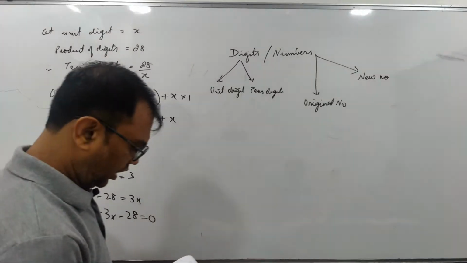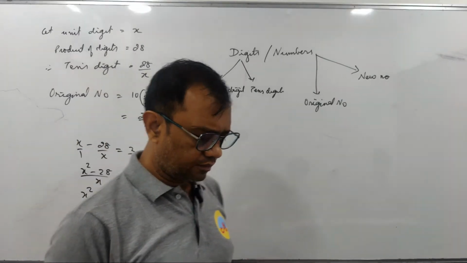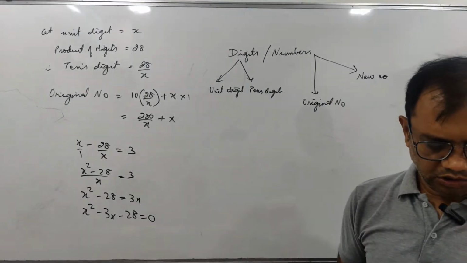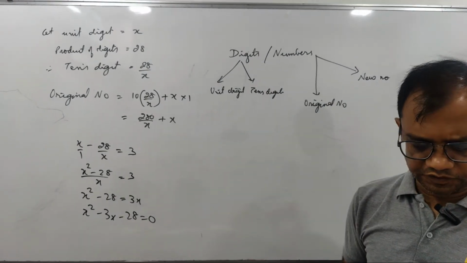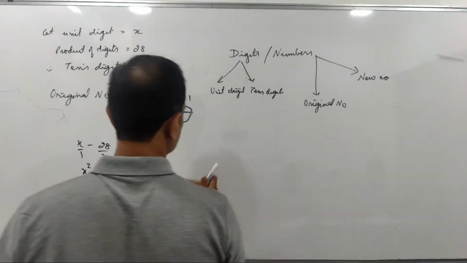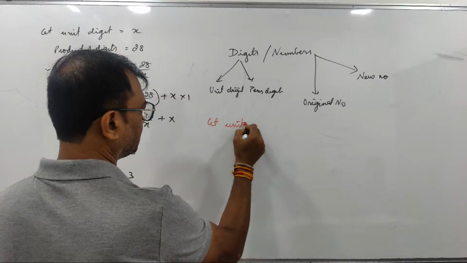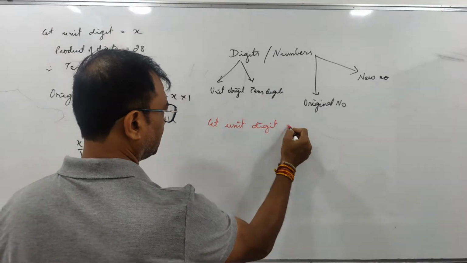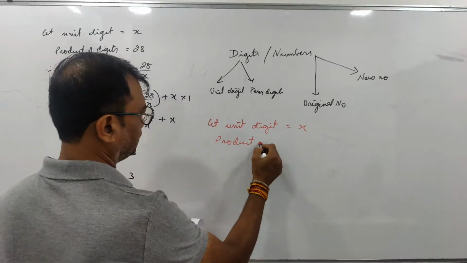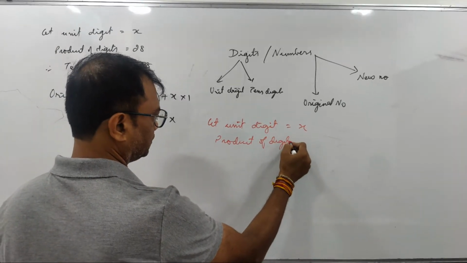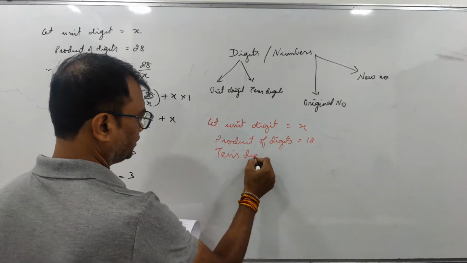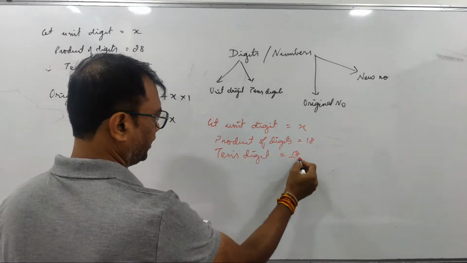Okay. A two-digit number is such that the product of its digits is 18. How will you do? Let the unit digit be x. So here the product of the digits is given to you as 18. So what will be the tens digit? 18 by x.